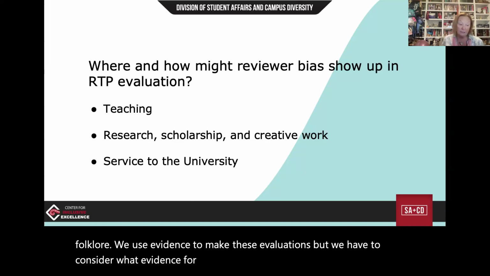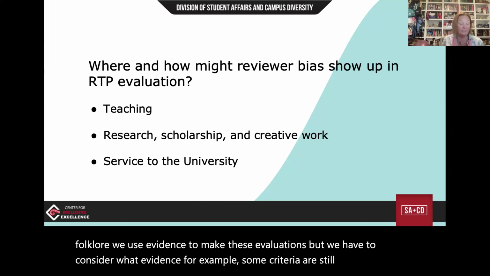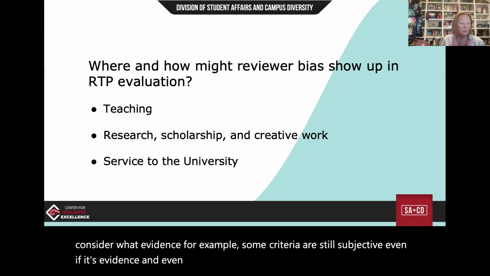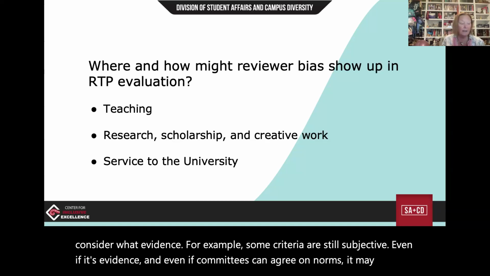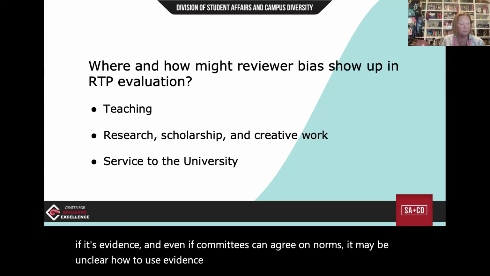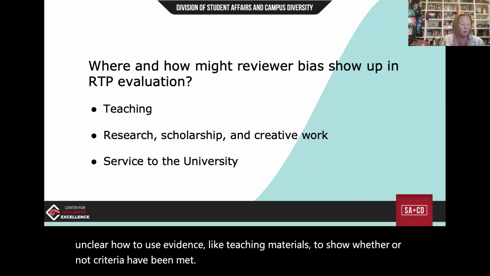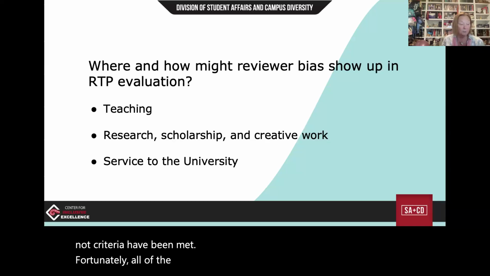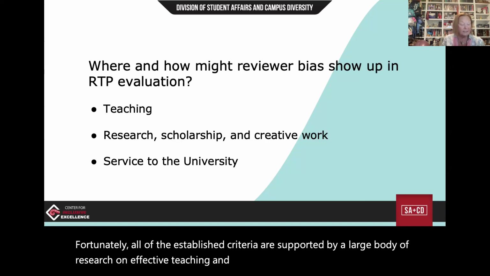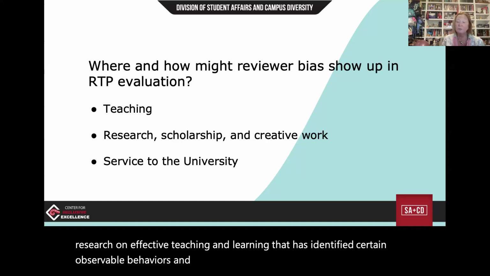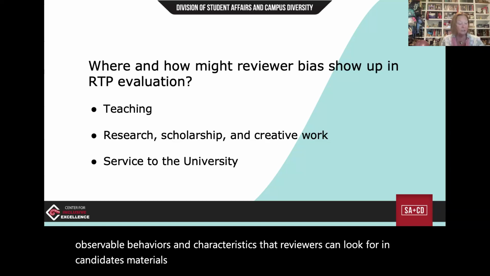For example, some criteria are still subjective, even if it's evidence. And even if committees can agree on norms, it may be unclear how to use evidence like teaching materials to show whether or not criteria have been met. Fortunately, all of the established criteria are supported by a large body of research on effective teaching and learning that has identified certain observable behaviors and characteristics that reviewers can look for in candidates' materials. This is mentioned with citations in the slide deck from Faculty Affairs.